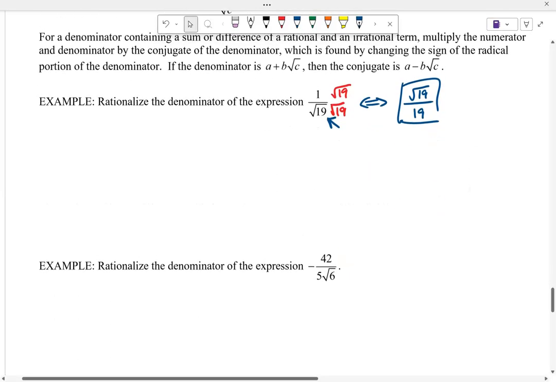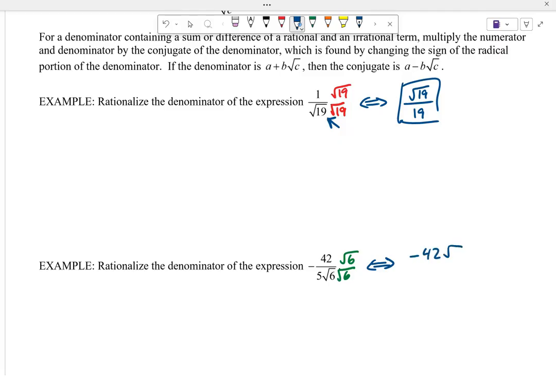Here you've got a square root of 6. Again, there's nothing I can do. It's not like I can simplify that square root of 6 anymore. So I'm going to go ahead and rationalize that. And so this becomes negative 42 root 6 over 5. And then we got root 6 times root 6 is just a plain old 6.